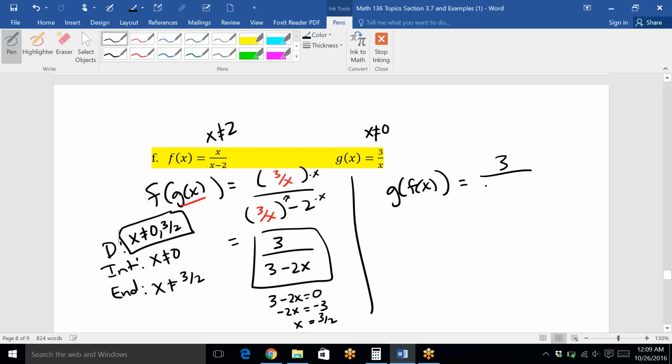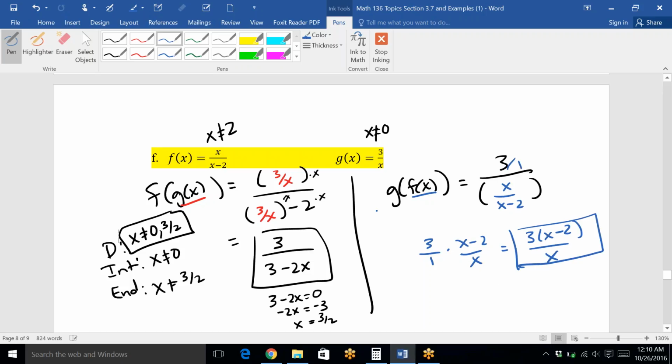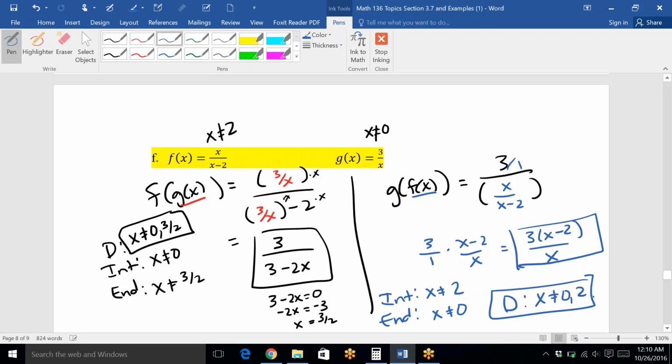So then this guy would be 3 over blank this time because we're trying to replace this x with f. And the f is x over x minus 2. You could think of this as 3 over 1 if you want. So this is 3 over 1 times x minus 2 over x if we multiply by the reciprocal. So this would be 3 times x minus 2 over x. So that would be the end result. So my interior function this time was f of x, which means x cannot equal 2. And the end result has an x in the bottom, which means x cannot equal 0. So my overall domain would be any x except for 0 or 2. And that is the end of this section.